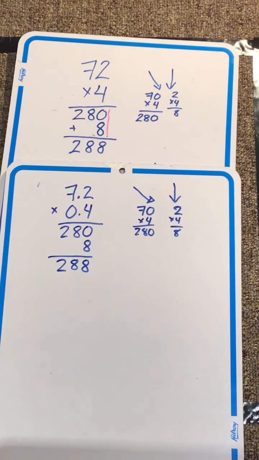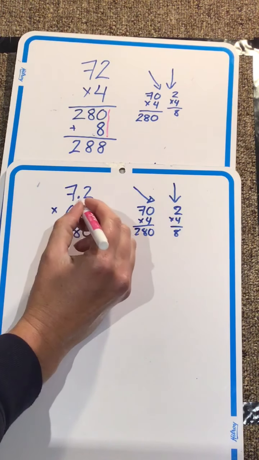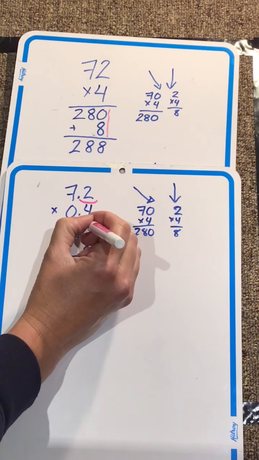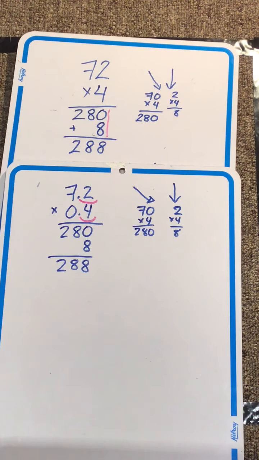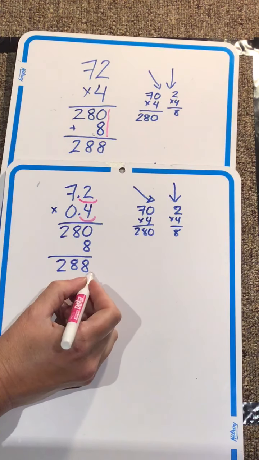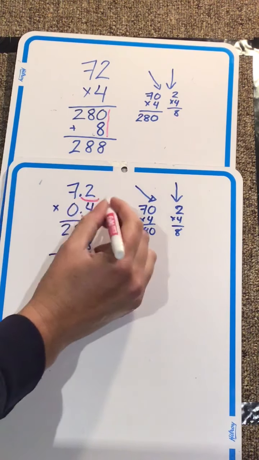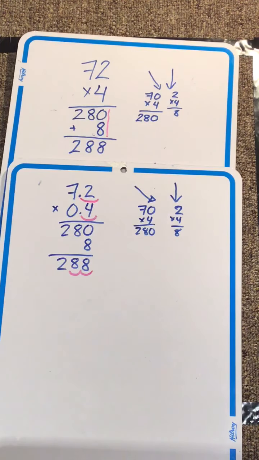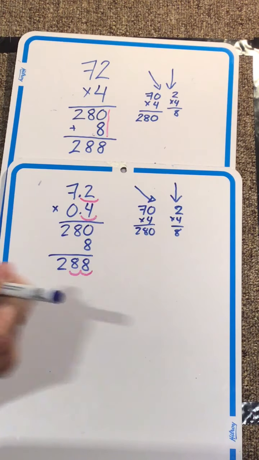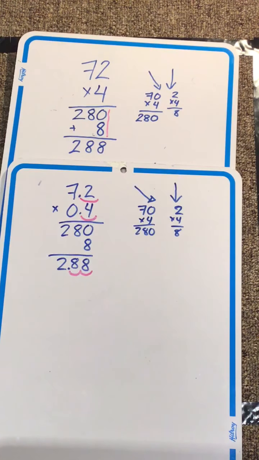Now I again need to check how many digits are to the right of a decimal point in the question. 1 and 2. We have to check both numbers that are part of that question. So that means my answer needs to have 2 digits to the right of the decimal point. We hopped 2 in the question, so we're going to hop 2 in the answer, and my decimal point is going to go right here.